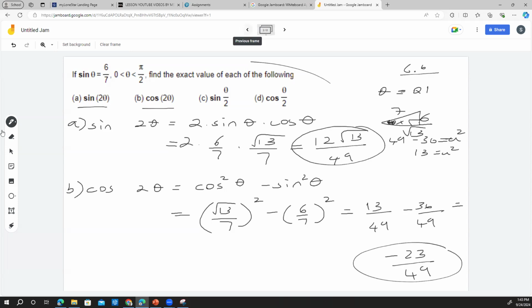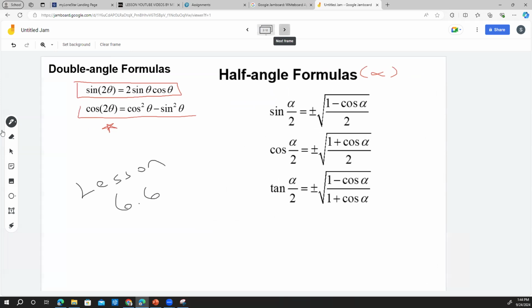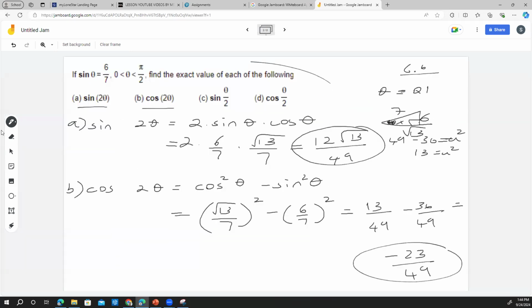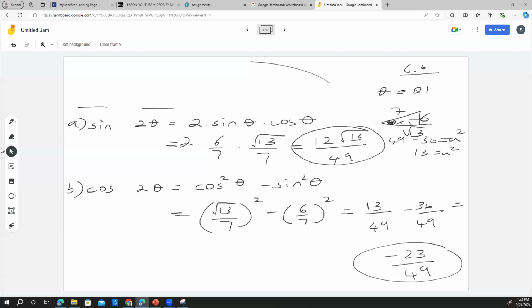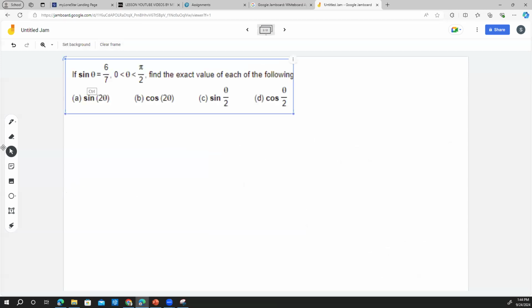Now we're going to look at the half angle formulas. These are the half angle formulas we need for this section. Let's just copy this first and then clear the whole thing, and then Control V now.